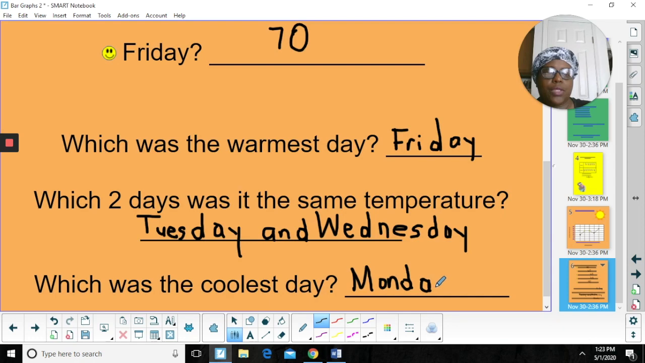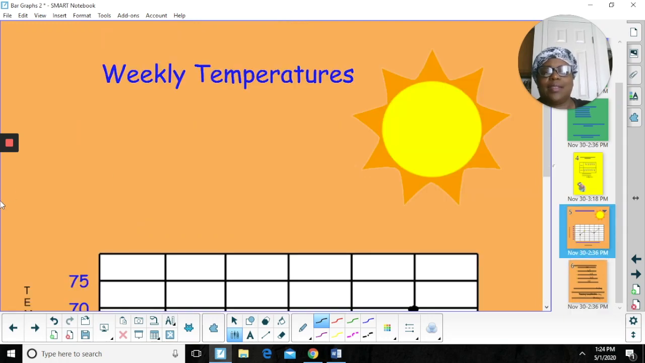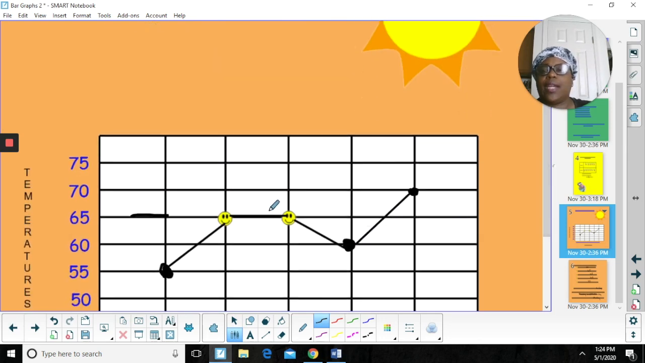Okay, good job. All right, very good job. Did a good job working with that line graph, right? You did a good job with that. Okay, so let's go to some more graphs.